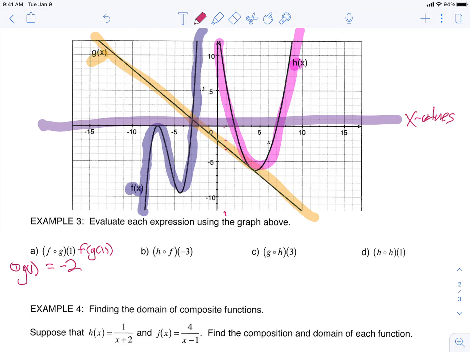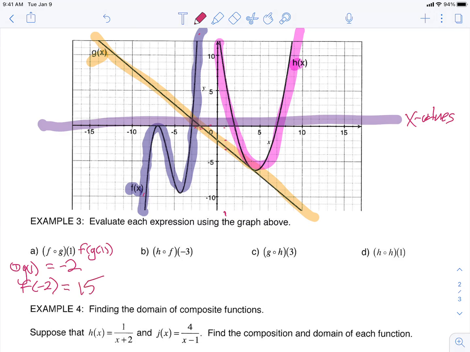Okay, now I'm going to find f of negative 2. So here's negative 2, my x value, 1, 2, and here's my function f. So when x is negative 2, okay, my f function is all the way up here. I'm going to have to throw it out there. I think it's, let's say 15.